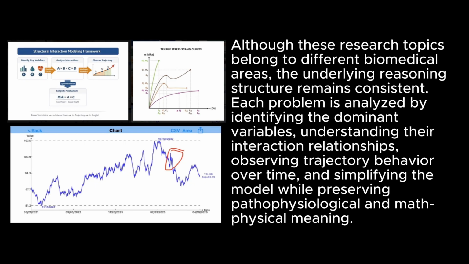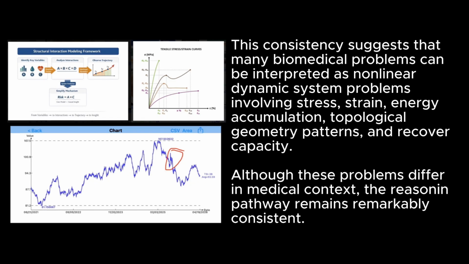Although these research topics belong to different biomedical areas, the underlying reasoning structure remains consistent. Each problem is analyzed by identifying the dominant variables, understanding their interaction relationships, observing trajectory behavior over time, and simplifying the model while preserving pathophysiological and math-physical meaning. This consistency suggests that many biomedical problems can be interpreted as nonlinear dynamic system problems involving stress, strain, energy accumulation, topological geometry patterns, and recovery capacity. Although these problems differ in medical context, the reasoning and pathway remain remarkably consistent.